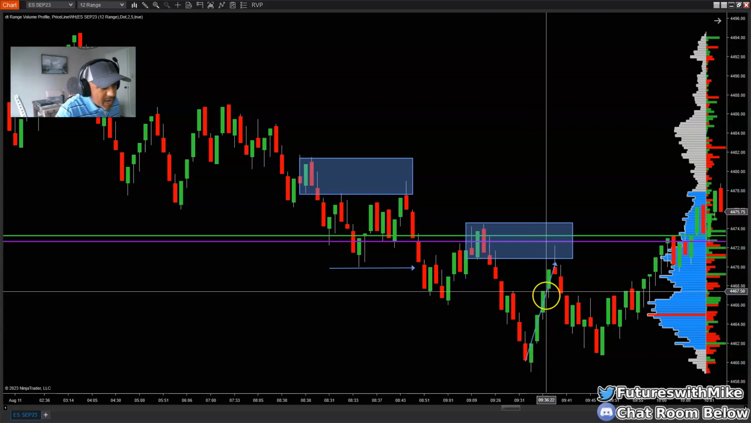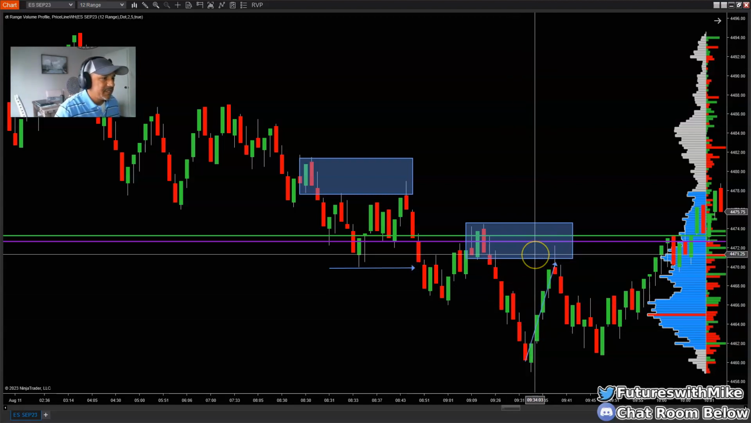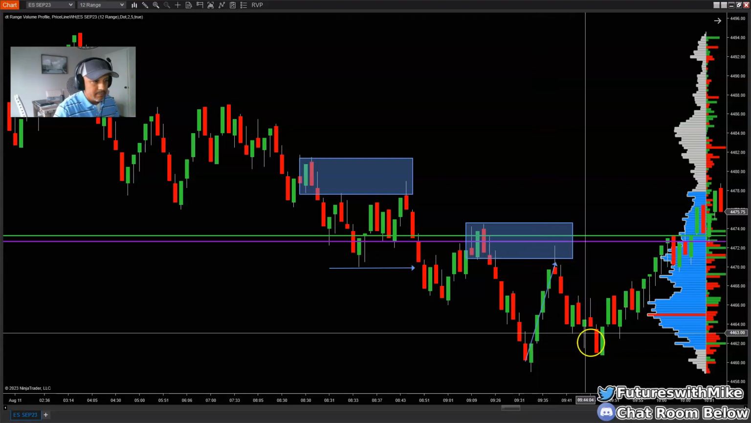So when price retraces back, taps in, fills in that FVG back to the supply zone here, we're going to scale down now to a lower time frame, which is my 4 range chart, to look for a setup, all right? Meaning rejection, to be able to go short, meaning going back to the downside.